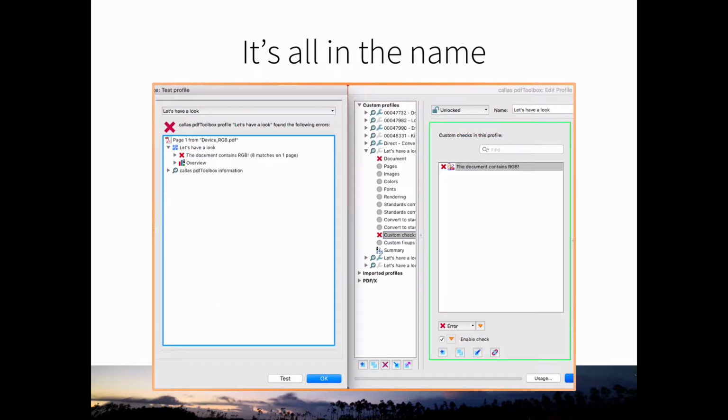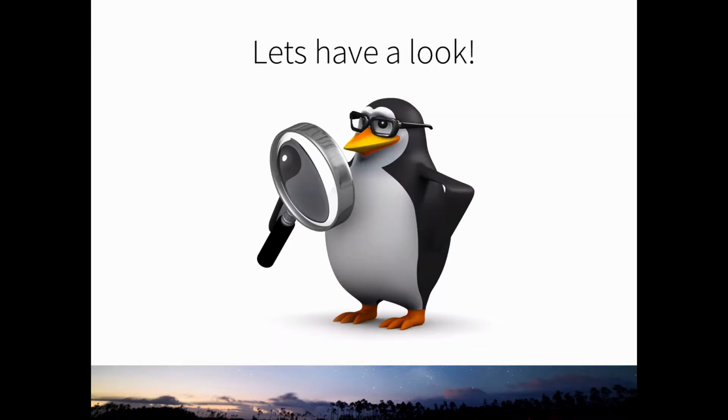Now, the way this is done, it's just the name you give to this check. So you can see this is a profile called Let's Have a Look, and it contains one custom check called the document contains RGB. You can see if I execute the reports, the callas pdfToolbox profile Let's Have a Look found the following errors. Page 1 from my device RGB test document, the document contains RGB. And this will also be the thing that is reported in the report afterwards. So I'll show you in the application how this is done.